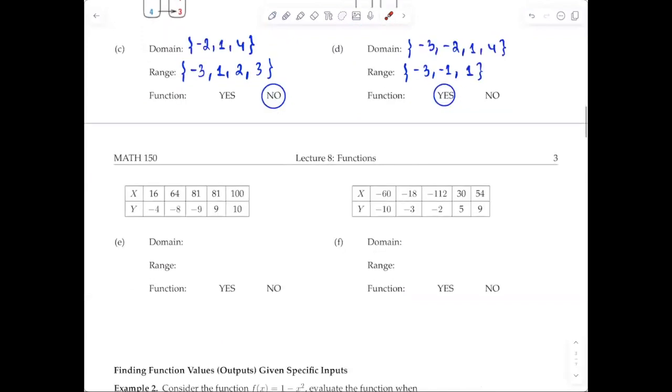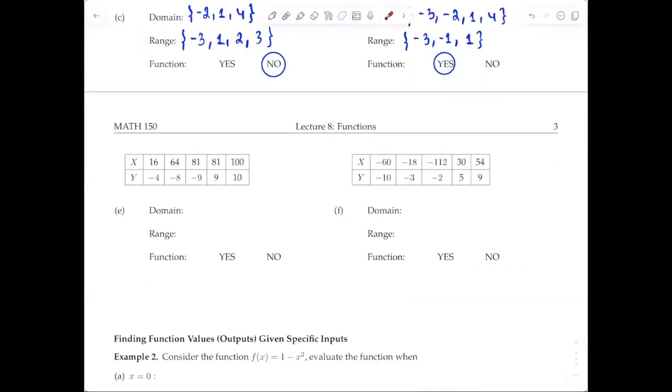In E and F, you are given a table of values. So the domain here is the set of all possible x values. So you have 16, 64, 81, and 100. Again, even though you have 2 different 81s here, you just need to write 81 once. Okay. You don't have to repeat the number again. And the range in this case is going to be -9, -8, -4, 9, and 10.